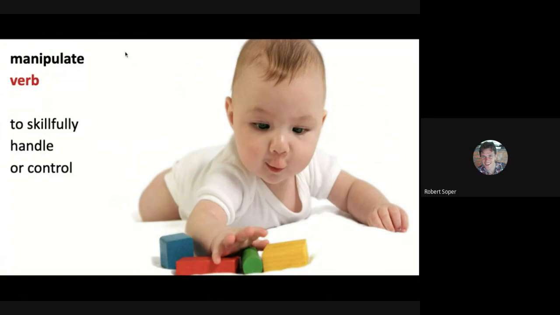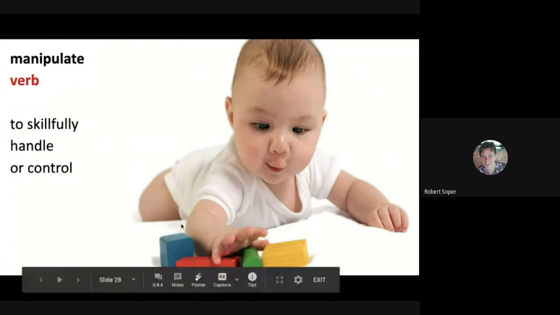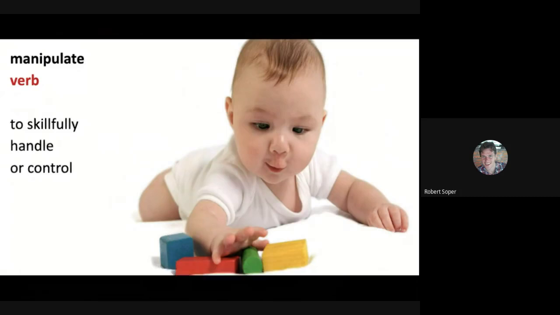So here we have a baby who is trying to manipulate these objects, these little colored blocks. So he is trying to manipulate them. In other words, he's trying to control them. He's trying to handle them and turn them in the ways that he wants to turn them. So he's trying to control them. Do you think he's very good at manipulating those objects? Probably not. Not when we compare him to an adult.